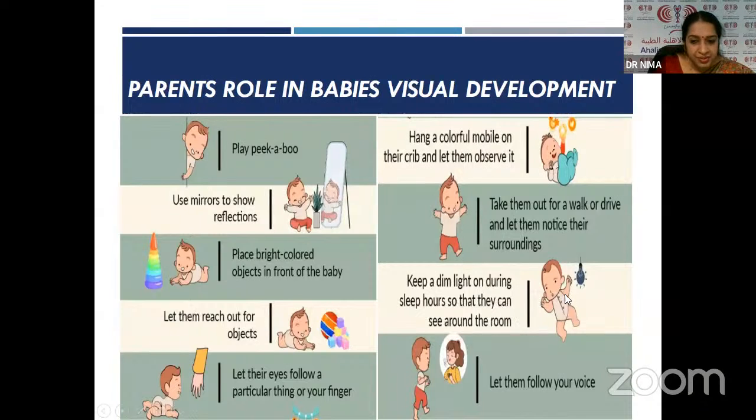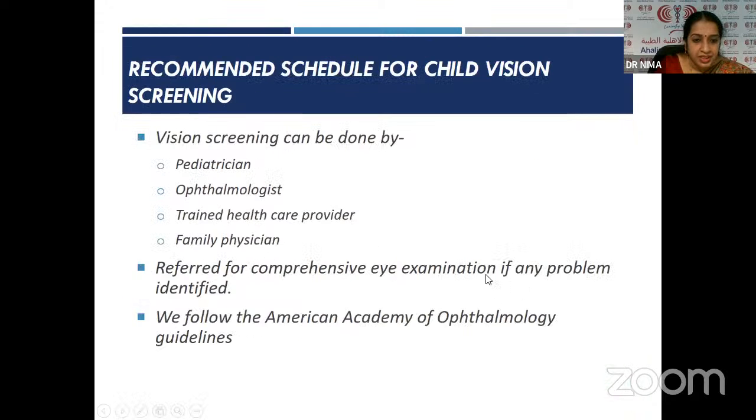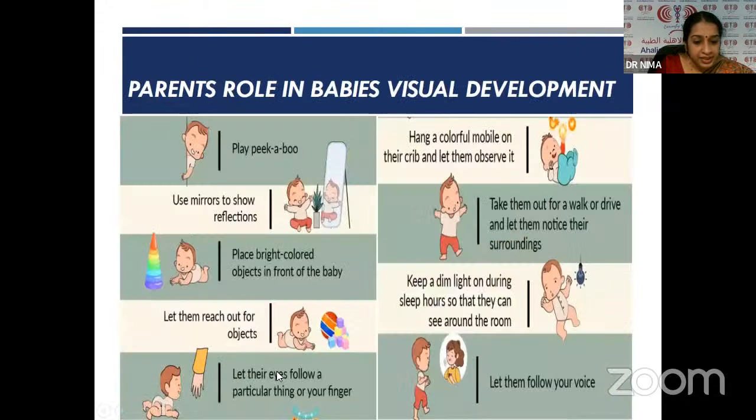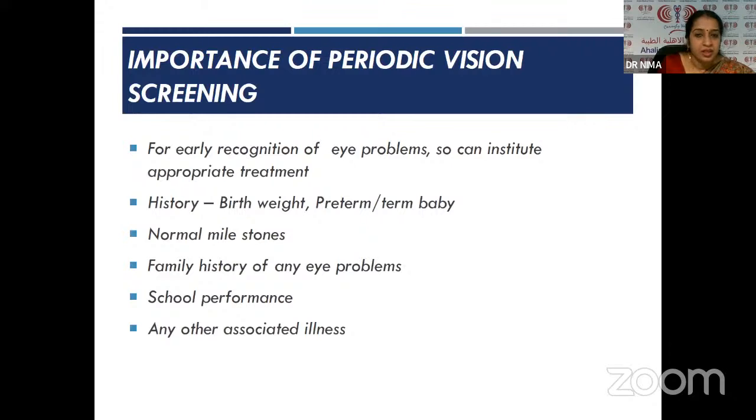And when the baby is sleeping, you can keep a dim light so that the babies can see around the room, and let their eyes follow a particular thing or your finger, and let them follow your voice. So we as parents can do many activities that will help in the vision development. So that is about the problems and the normal vision development.